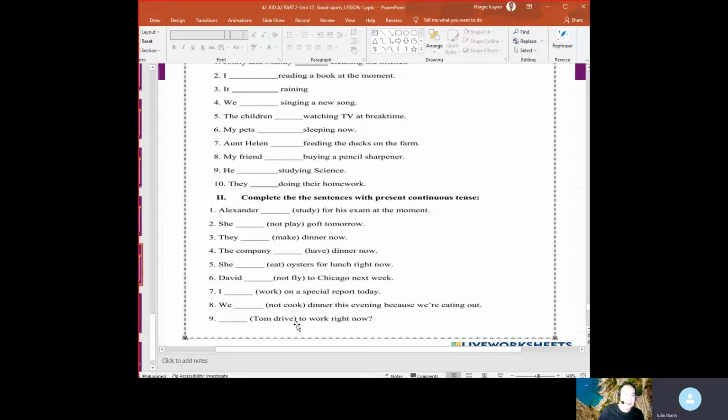Is Tom driving to work right now? Yes, so that's correct. So what's the correct answer? Is Tom driving. So is and then driving, right? So is Tom driving to work right now? Very good. So that's how we are going to do that, V.